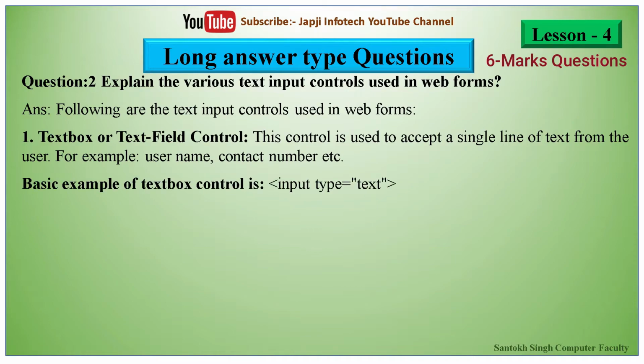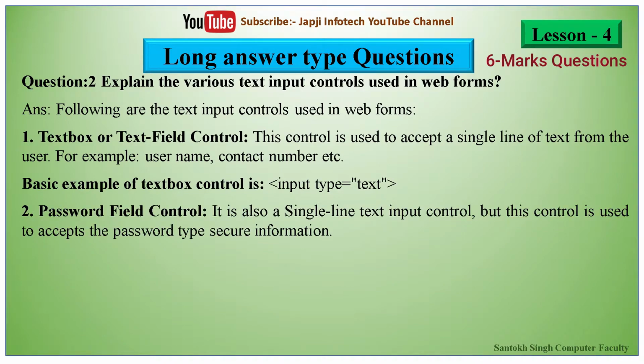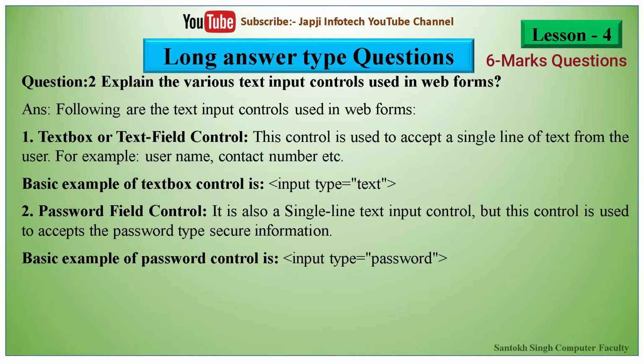The basic example of text box control is: left angle bracket input space type equal to, in the double quote we can write text, then close the right angle bracket. Second one is password field control. It is also a single line text input control, but this control is used to accept secure information. The basic example of password control is: left angle bracket input space type equal to, in the double quote write password, then close the right angle bracket.